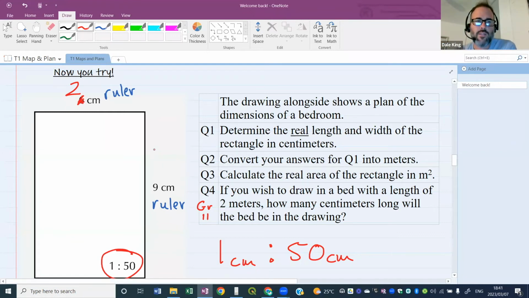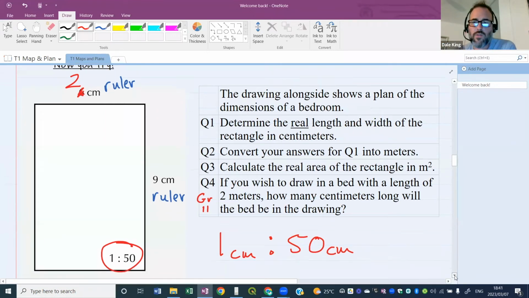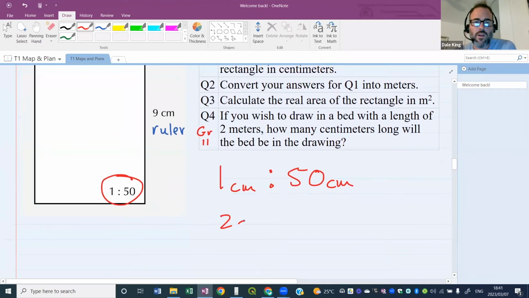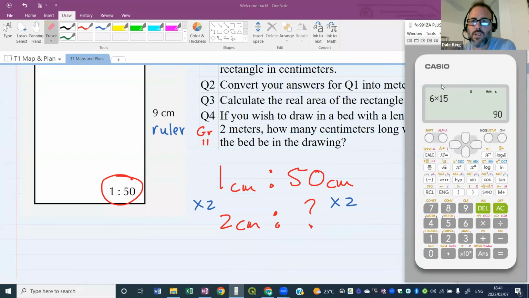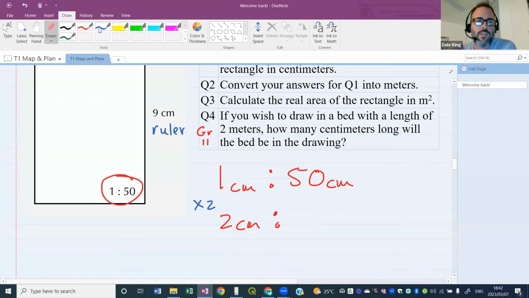You can double it. So if one gives you 50, what will 2 centimeters give you? So we're timesing this by 2. You're saying 1 times 2 is 2, and we do the same thing for the other side. You can use the calculator. So 50 times 2 is 100. Very good. So 2 centimeters measured on my diagram must give me 100 centimeters in the real world.